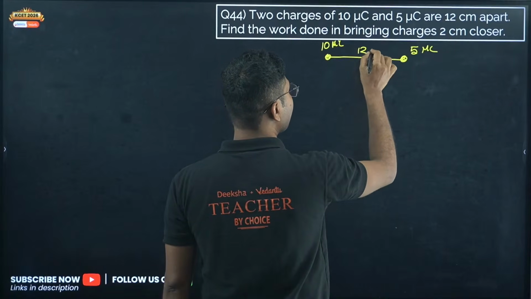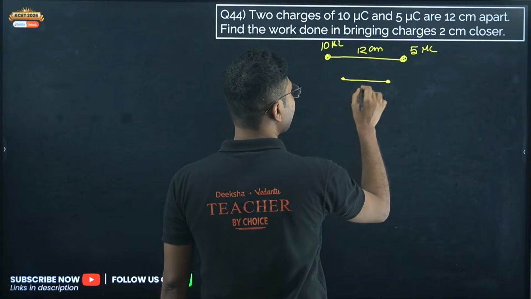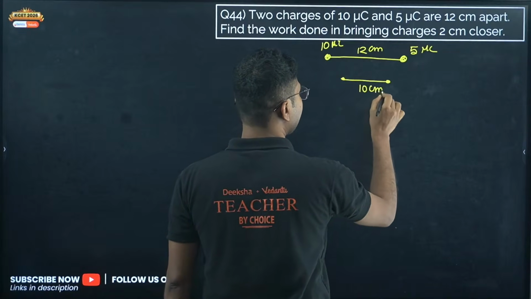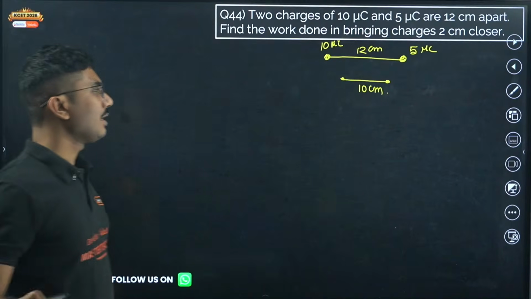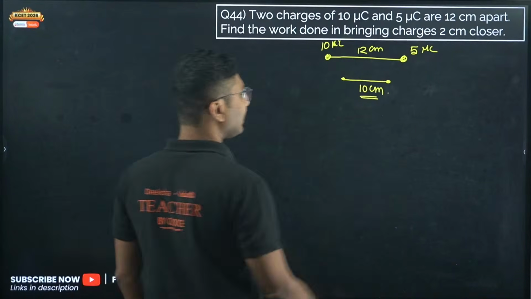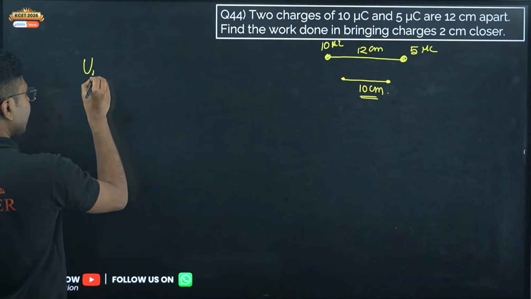Initial distance is 12 centimeter. So if you bring them 2 centimeter closer, the final distance will be 10 centimeter. That's it. When you bring them closer by 2 centimeter, the final distance will be 10 centimeter.